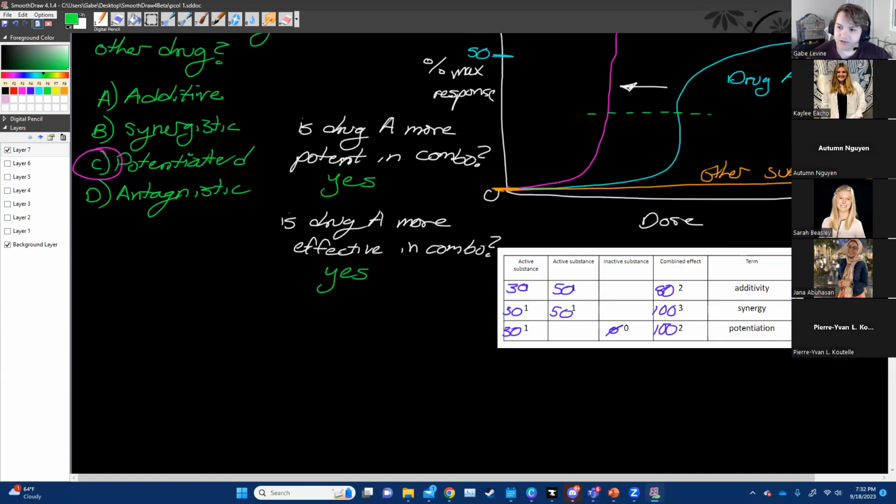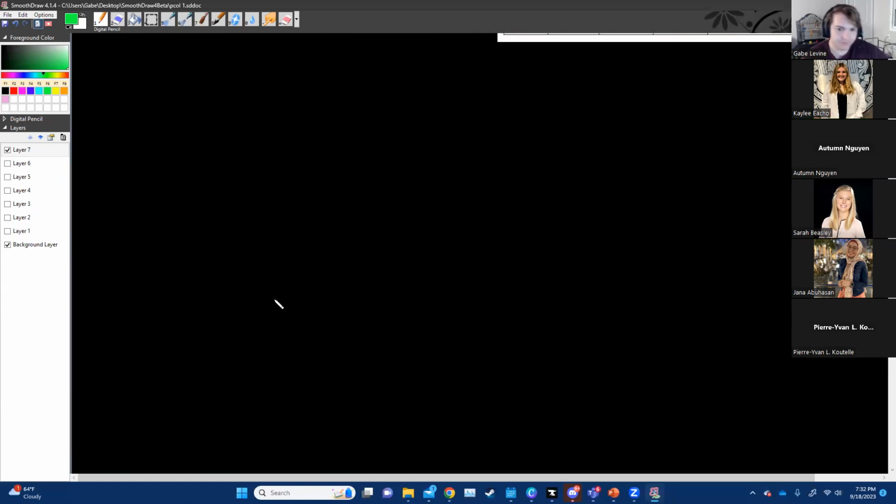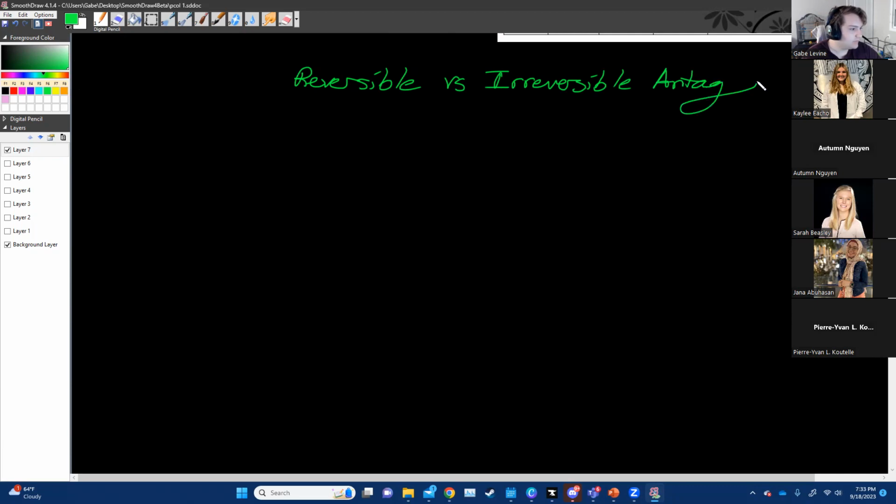All right. Next graph I want to look at: reversible versus irreversible inhibitors. One of the things that can happen for an antagonist is that it binds to a receptor or an enzyme or something and shuts it down. So it binds to the receptor and prevents activation.